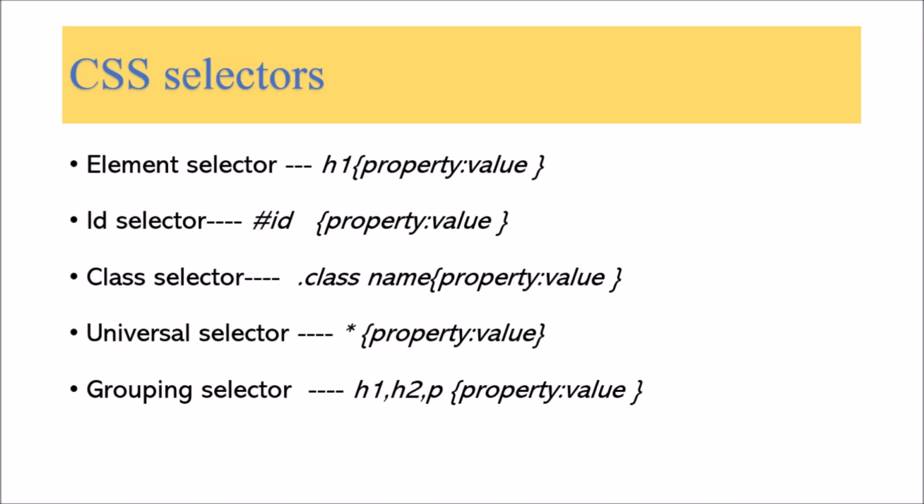Then you can select a group of various tags as selectors. So here it is h1, h2 and p. Whatever property value you give, it will be applicable to h1, h2 and p in the web page. So this is about CSS selectors.